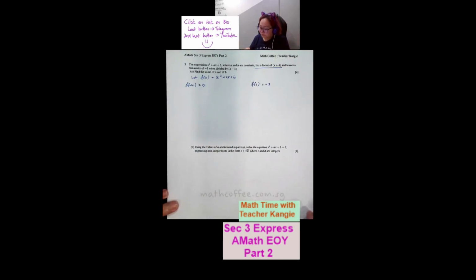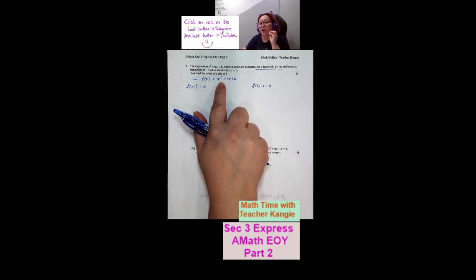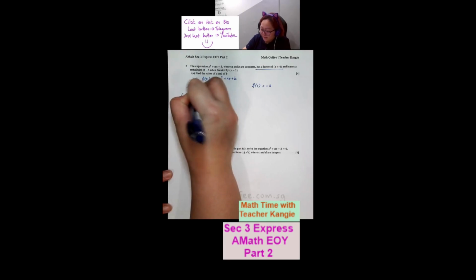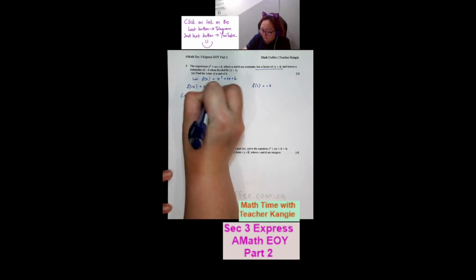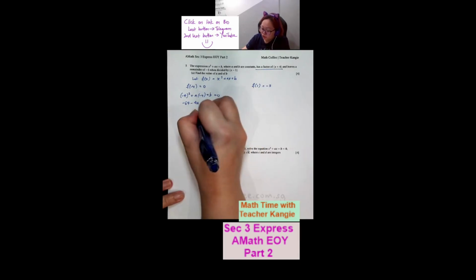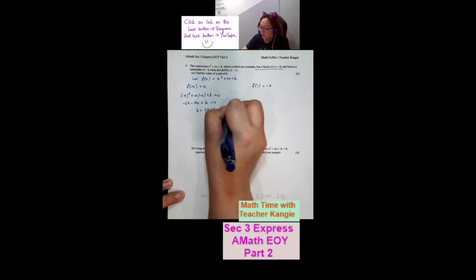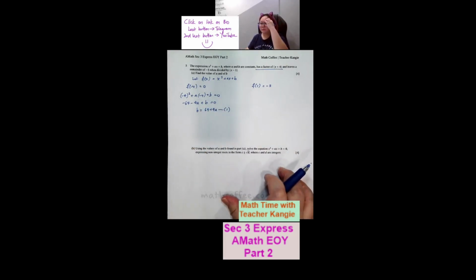Okay? So f(minus 4) means, referring to your f(x), replace all the x to become negative 4. So now it becomes minus 4 cubed plus a times minus 4 plus b equals 0. So this is minus 64 minus 4a plus b equals 0. Let's make b the subject. So my b is equal to 64 plus 4a, equation 1.